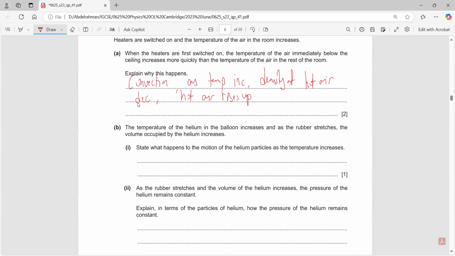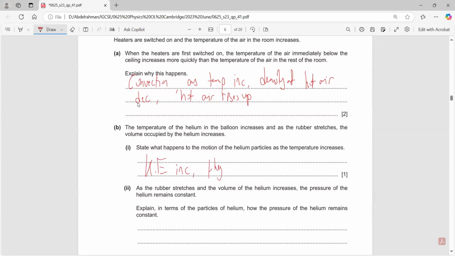The temperature of the helium inside the balloon increases and the rubber stretches. The volume occupied by the helium increases. State what happens to the motion of the helium particles as the temperature increases. You can say that as the temperature increases, the kinetic energy increases. They move faster. Kinetic energy increases.